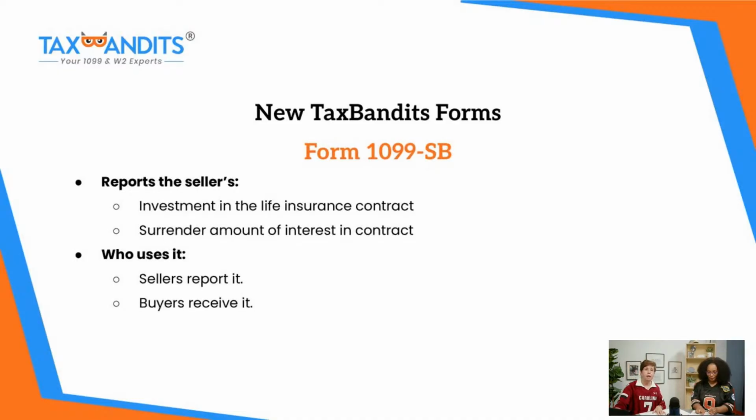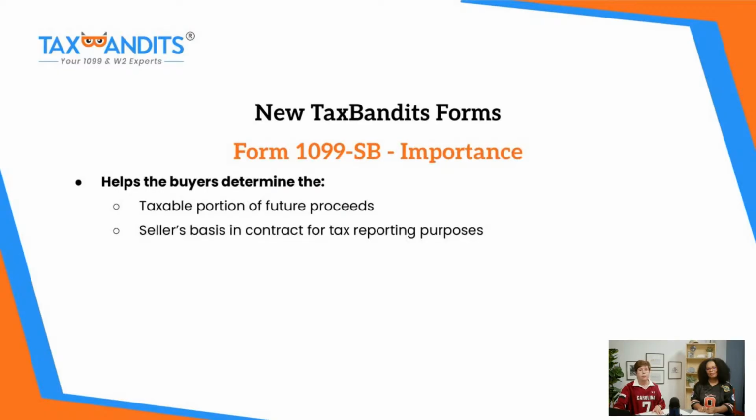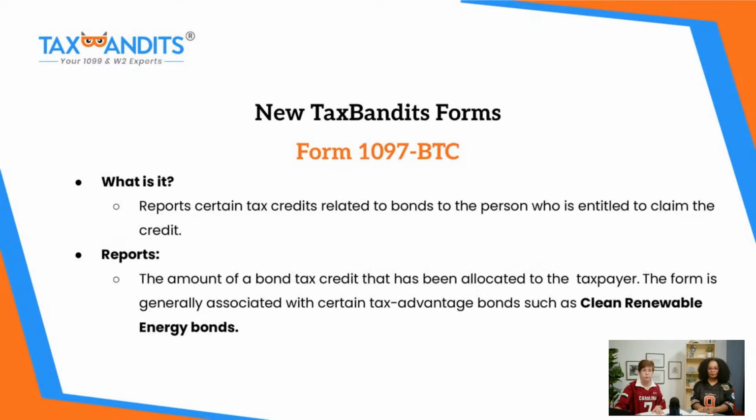Okay, the Form 1099-SB reports the seller's investment in the life insurance contract and the surrender amount of interest in contract. Sellers report it, buyers receive it. The deadlines for the form: the recipient copy needs to be sent out by January 31st. Paper filing is due by February 28th. E-filing is March 31st. This form helps the buyers determine the taxable portion of future proceeds and helps to determine the seller's basis in contract for tax reporting purposes.